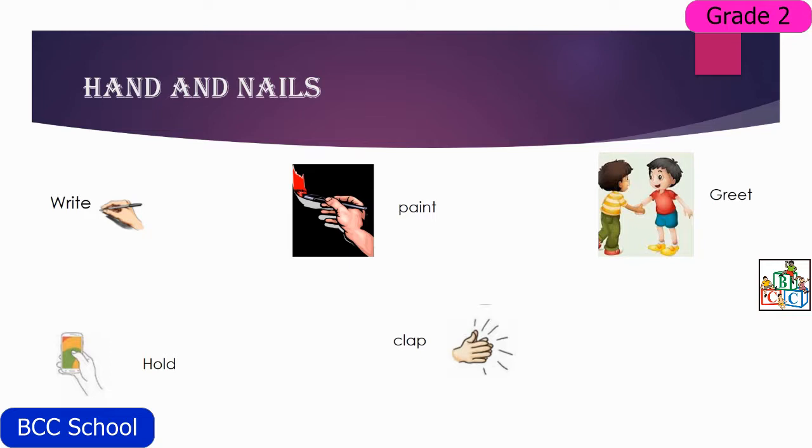H-O-L-D, hold. Now let's spell clap. C-L-A-P, clap. One more time. C-L-A-P, clap. Well, we can also do a high five with our friend. Yes or no? Using our hand. Good. Now, let's see the next.